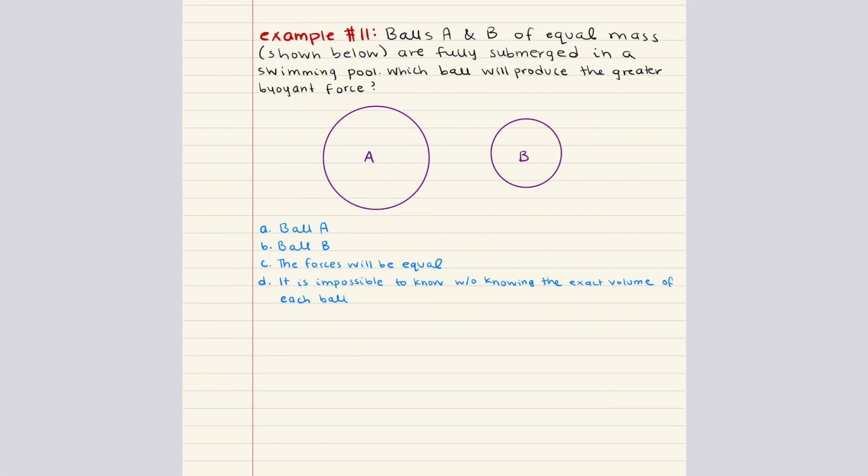According to Archimedes' principle, the magnitude of the buoyant force is equal to the weight of the fluid displaced by the object. Mathematically, the buoyant force is equal to the density of the fluid multiplied by the volume of the fluid displaced, which is equal to the volume of the submerged object, multiplied by the acceleration due to gravity. Now, the buoyant force depends on the volume of the object, because the larger the volume, the more fluid is displaced, and hence the greater the buoyant force.